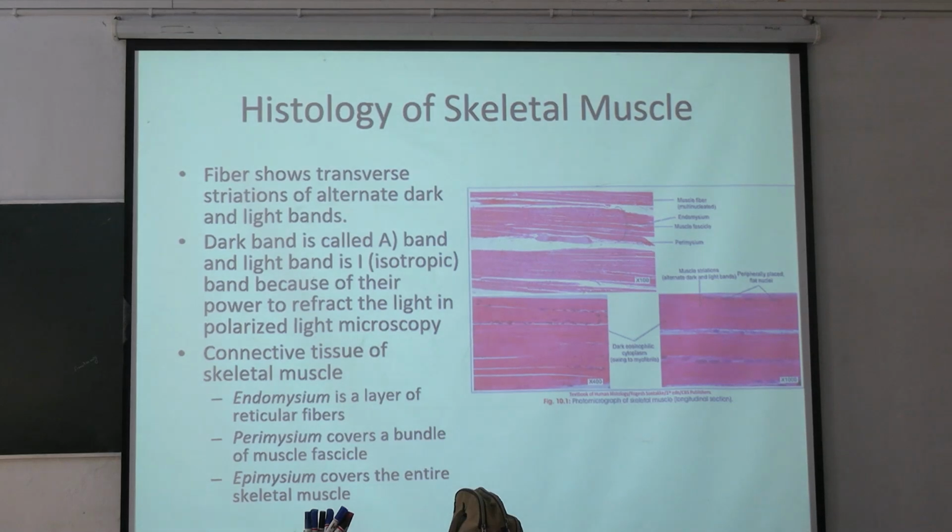Polarized microscope is a special microscope. And the connective tissue of skeletal muscles: endomysium is a layer of reticular fibers. Perimysium covers a bundle of muscle fascicles. Epimysium covers the entire skeletal muscle.